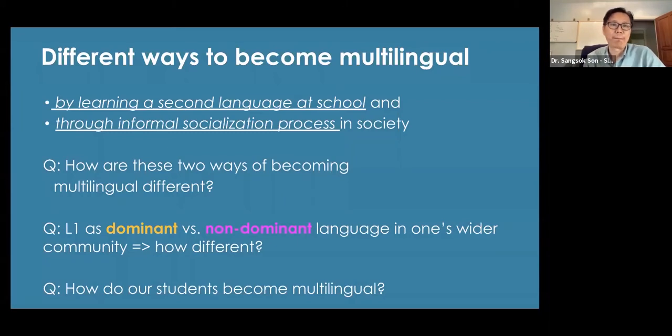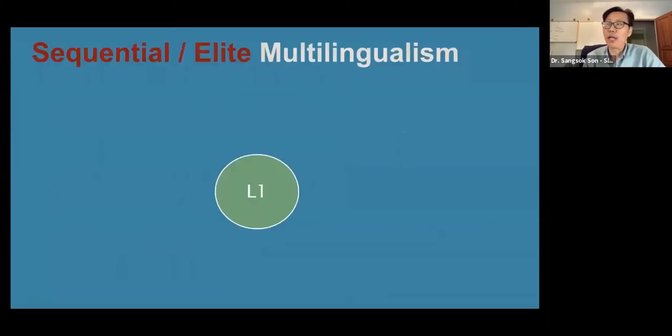Okay, thanks. So let me introduce two different extreme cases of becoming multilingual. This is a kind of continuum. There are people who are multilingual between these two ends. These are two extreme cases, but people may occur along this continuum between these two cases.